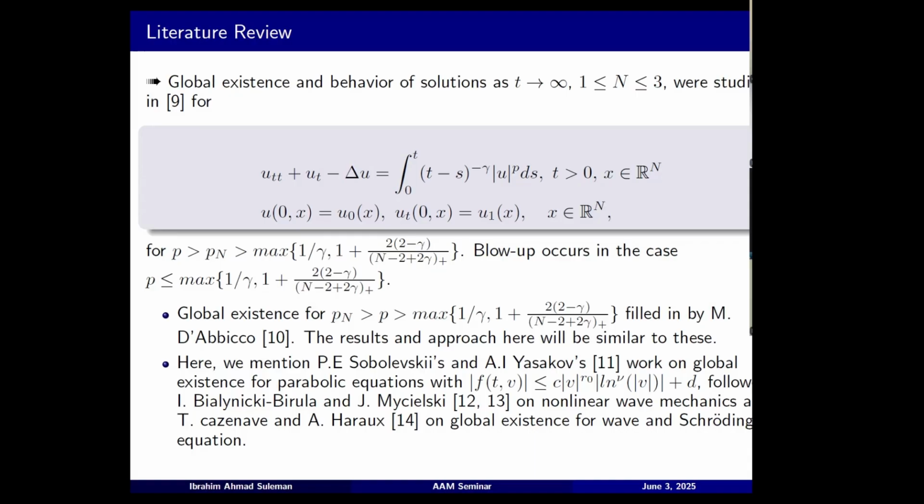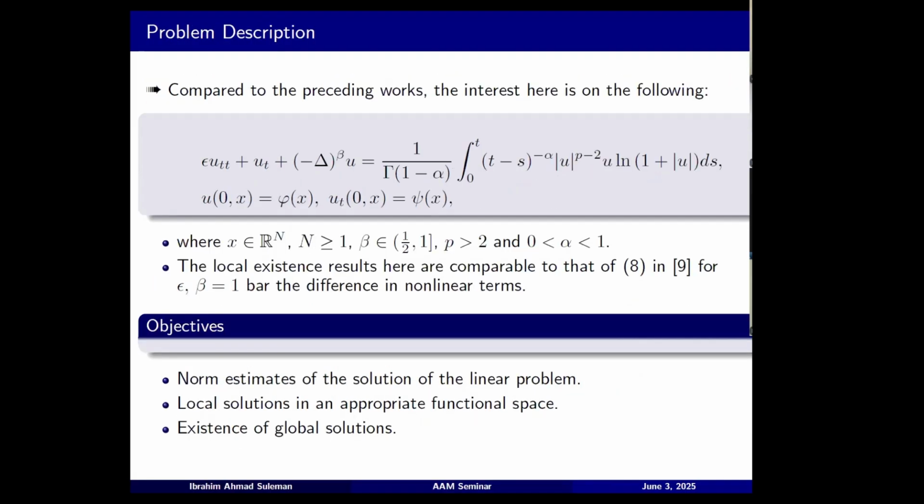In the end, Berula and Masielski discovered that the good nonlinear terms in that case are those of the logarithmic form. There's also the work of Kazanov and Haru on global existence for wave and Schrodinger equation containing a similar nonlinear term with the power function beside the logarithmic. But all of these works do not concern non-local in time nonlinearities. Now we have reached a point to describe our own problem.